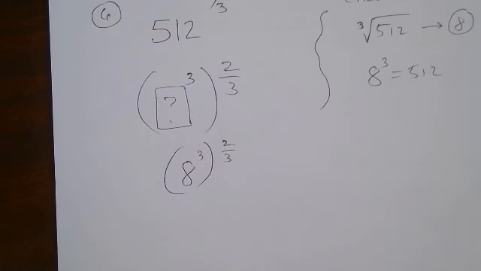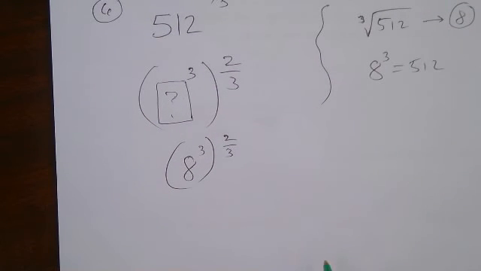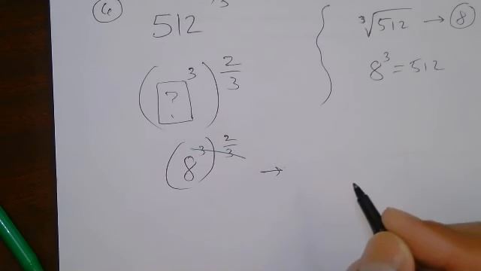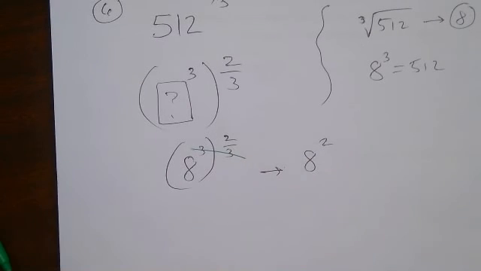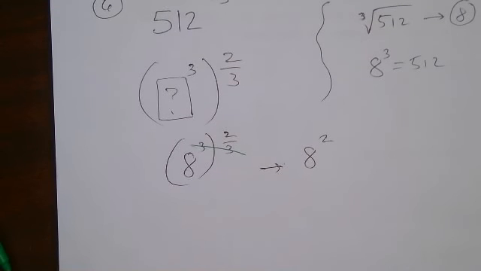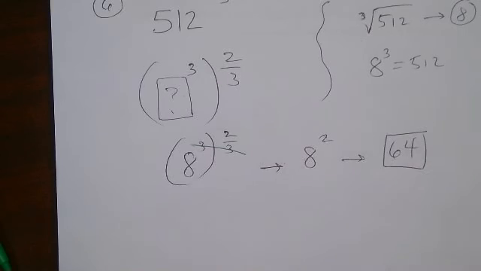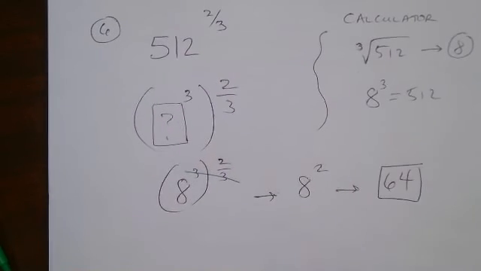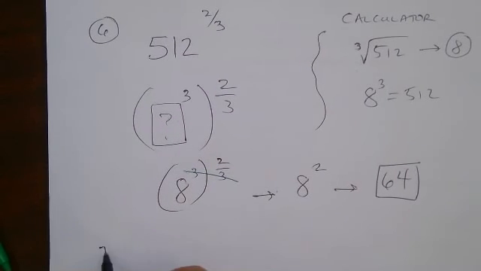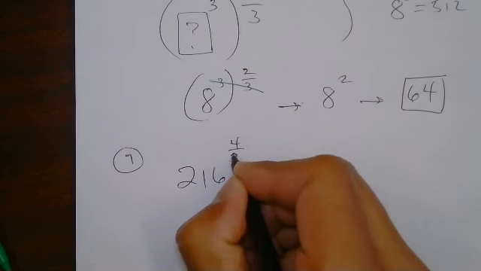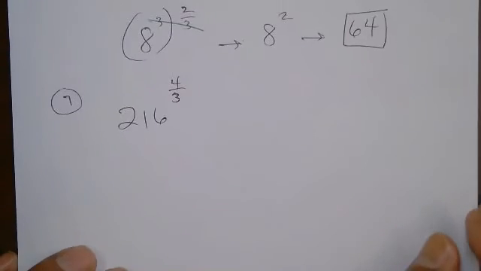So what number goes here? 8. So 8 to the power of 3 raised to the power of 2/3. What's going to happen? The 3's are going to cancel. And what's left? 8 to the power of 2. I don't think you need a calculator for 8 to the power of 2. What's 8 to the power of 2? 16? That doesn't mean 8 times 2. Okay. Number 7. Let me do another one like that. How about 216 to the power of 4/3?